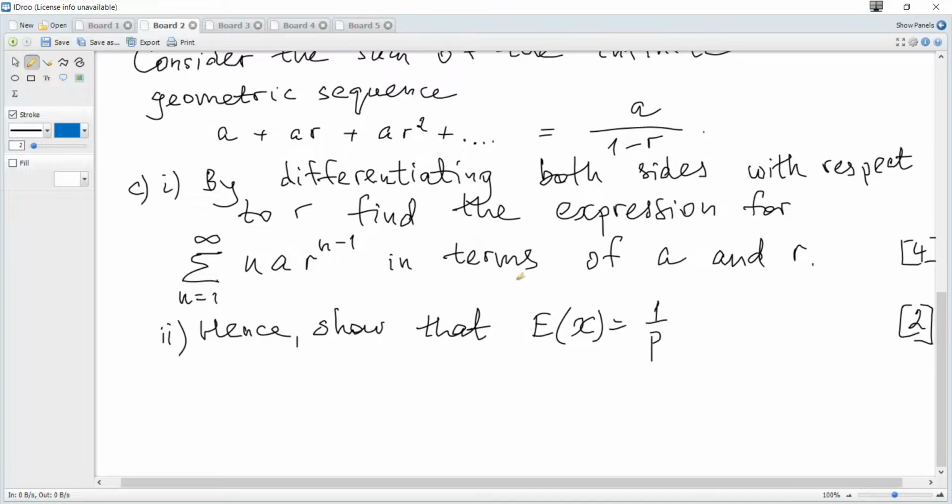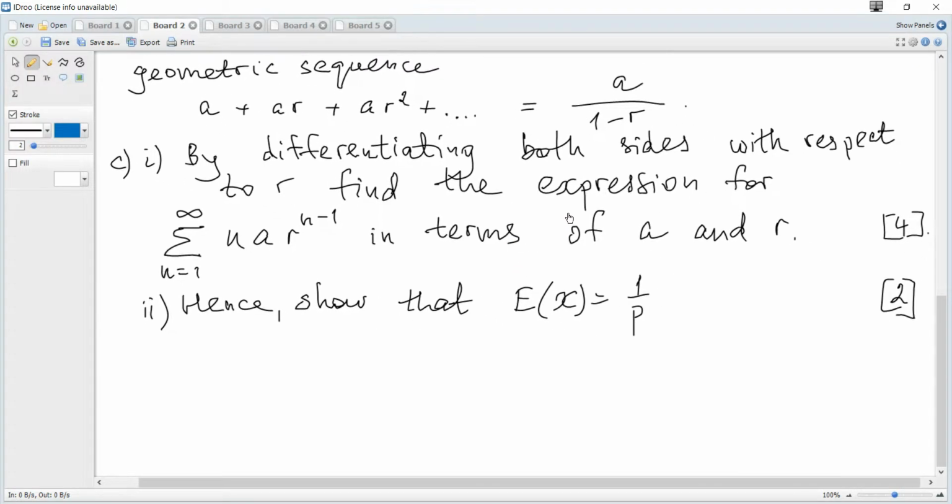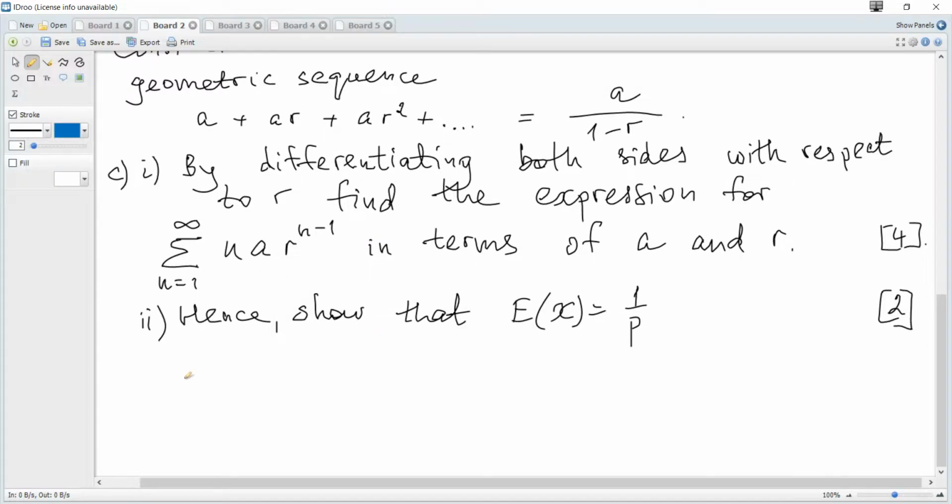Since it is given that we should differentiate, let's differentiate both sides with respect to r. So a is constant, so its derivative is 0, plus ar, whose derivative is just a, plus the derivative of the next term is 2ar, plus the next term is ar cubed, so what is it?